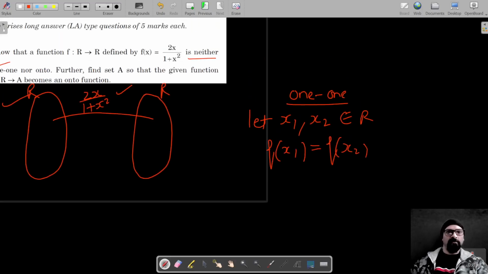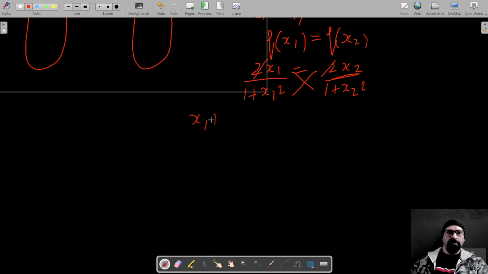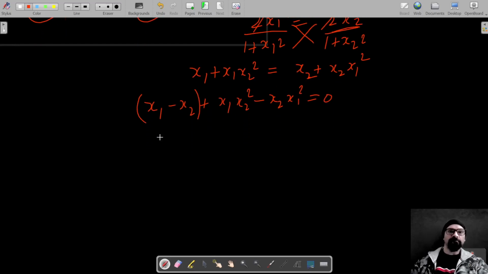So f(x1) according to this function would be 2x1 upon 1 plus x1 squared. This is 2x2 upon 1 plus x2 the whole square. Okay, 2 and 2 get cancelled. Let's cross multiply this, which gives me x1 plus x1 into x2 squared is equal to x2 plus x2 into x1 squared. And rearranging them gives me x1 x2 squared minus x2 x1 squared is equal to 0.